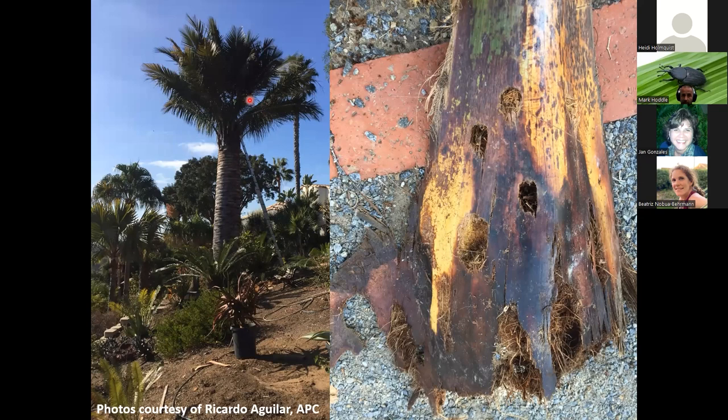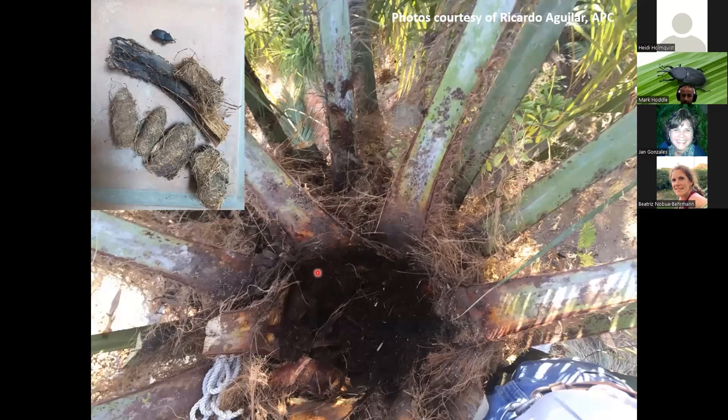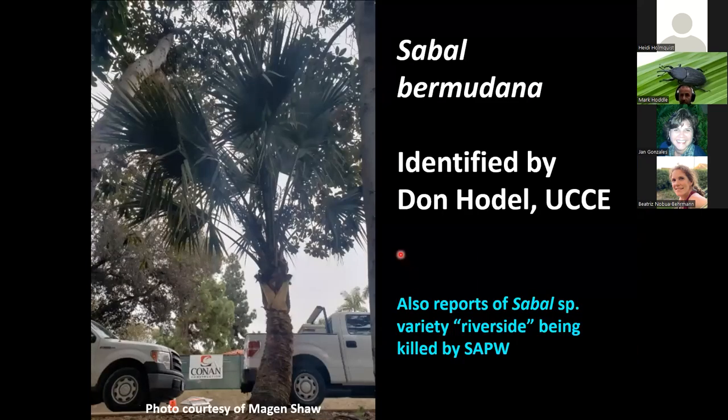So you can see that here the palm looks kind of healthy, but the fronds had those tunnelings at the bases of them. The arborist went up and had a look. The inside of the palm had been completely excavated. They found pupal cocoons and weevil. So this is a reasonably good host for South American palm weevil as well.